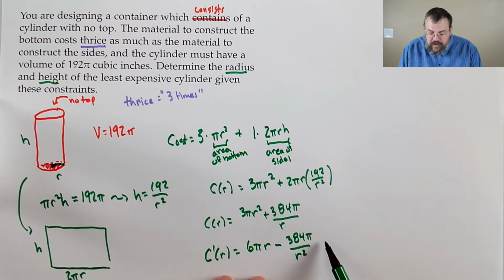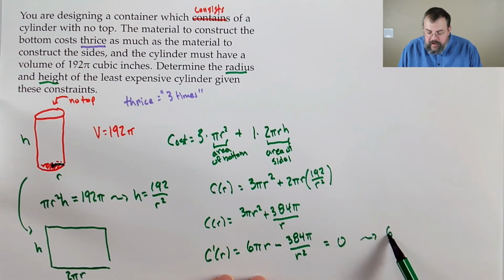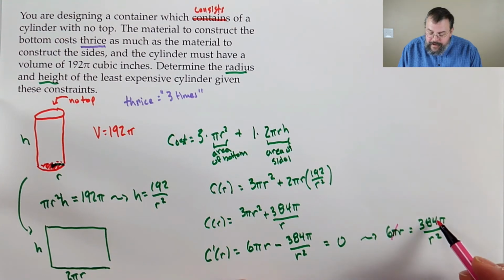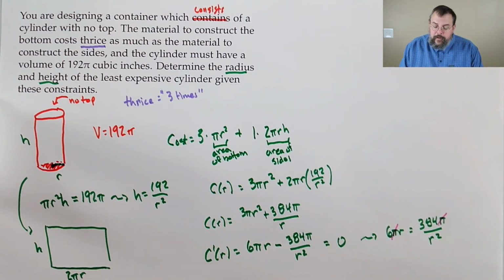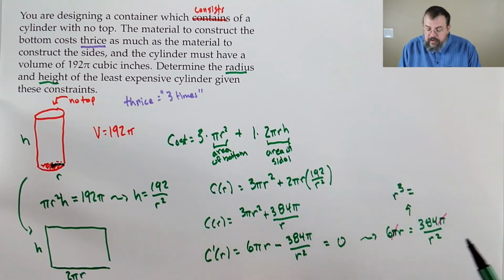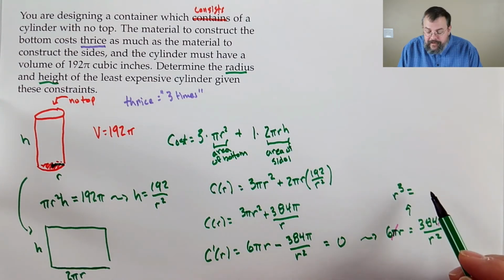Okay, so we'll set this equal to 0. Well, what does that say? It tells us that 6 pi r is equal to 384 pi over r squared. Now, some good things happen. We can get rid of our pi's, which is nice. Good. Now, what else can we do? Well, multiply r squared to both sides gets us to r cubed equals, and divide both sides by 6. Well, does 384 divide into 6? One would hope, and it does. It's 64.